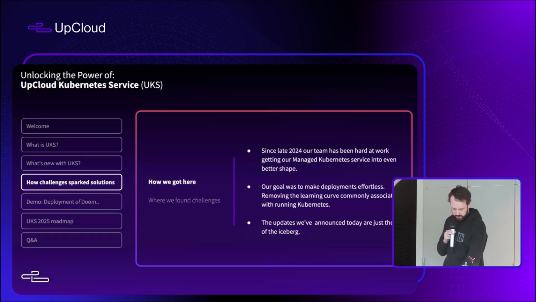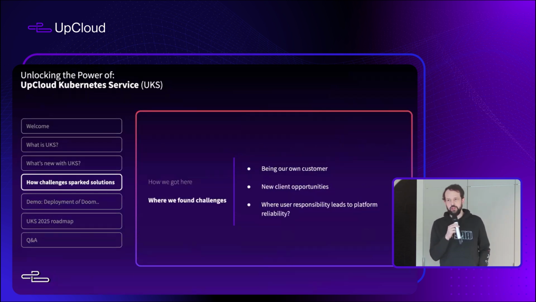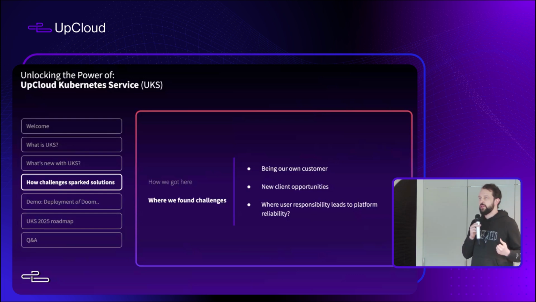So the next section here is where we found challenges. One of the nice things, and also one of the not so nice things, is that we get to be our own customer. UKS wouldn't really be where it is without our UpCloud virtual machines, our UpCloud load balancers, our SDNs. So it's a really cool moment in the sense that we're building on top of great products.